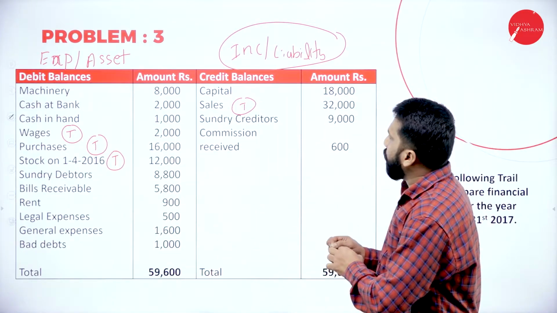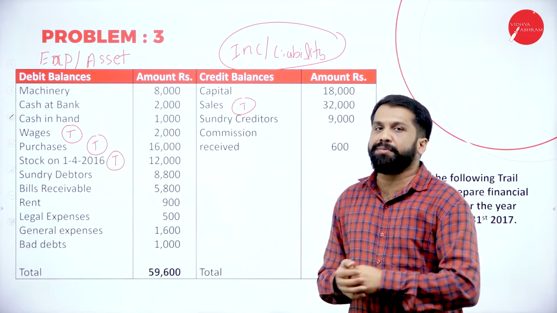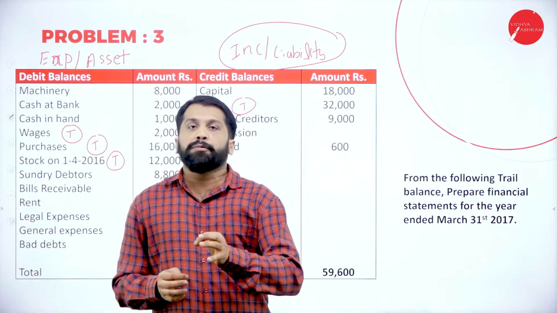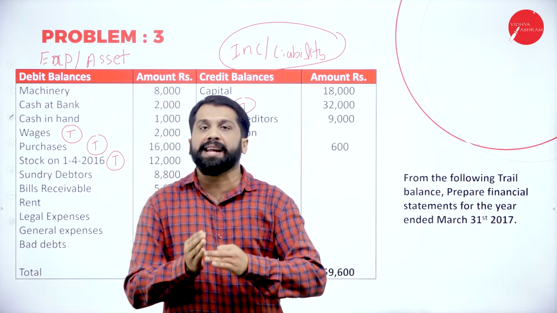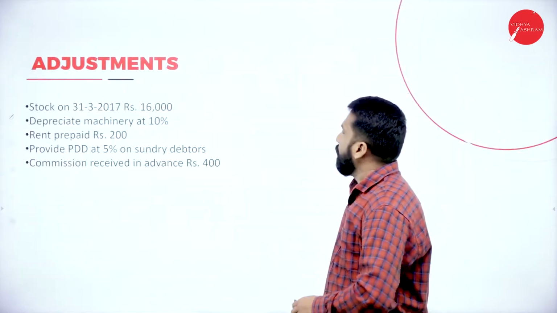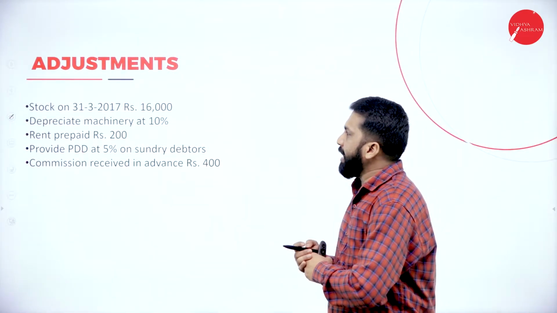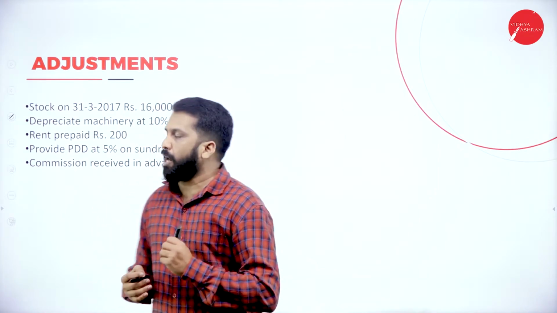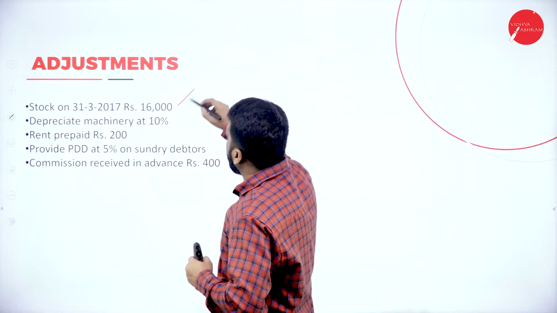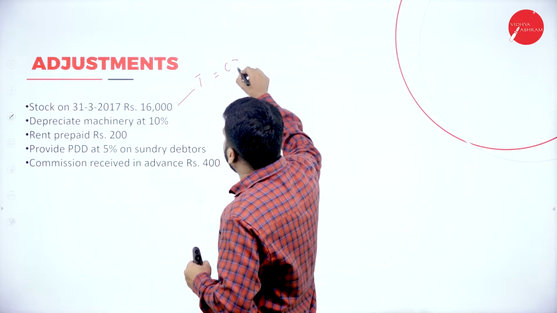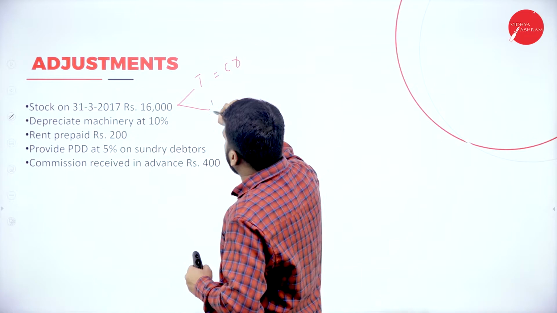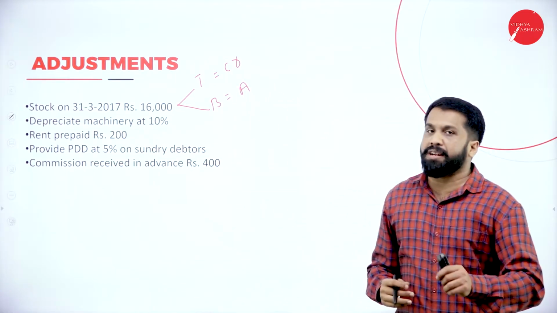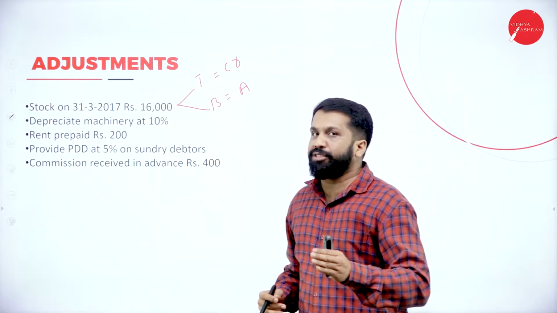Now, in this problem, we don't have purchase return as well as sales return. If we don't have any information about return, we write purchases and sales directly. Now, these are the adjustments you have. As you know, whatever adjustments you get, it will have a double effect. Now, what is the first one? Stock. One will be trading account, credit side, and another one will be balance sheet, asset side. Remember, stock is always trading account credit as well as balance sheet asset.